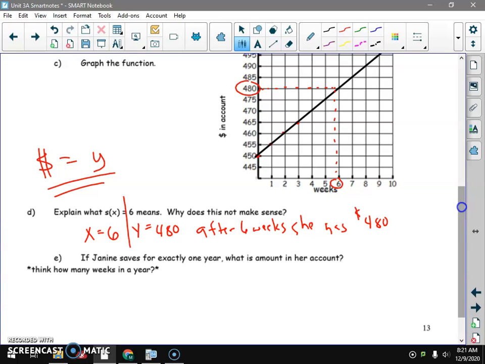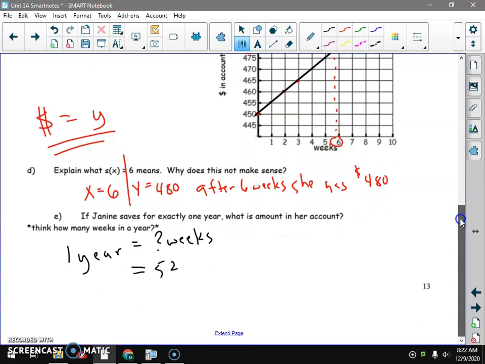All right, last one. If she saved for exactly 1 year, does that mean 1? No, that would be 1 week. So we're not going to look at 1 on the graph. Rather, we're going to look at 1 year equals how many weeks? And the answer is 52. So we're now going to do our calculation like we did up above.